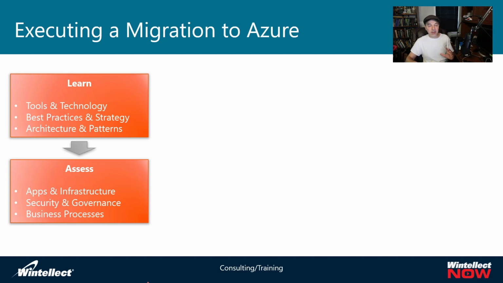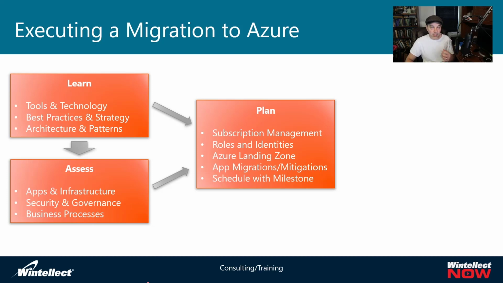The next thing we need to do is take that assessment and that learning and create a plan from it. So the plan is going to encompass much more than just the application itself. It's going to give me some basic Azure governance before I even start a migration. So we're going to plan out our subscription management. We're going to plan out our roles and identity. We're going to be planning out an Azure landing zone, which is some basic infrastructure for on-premise connectivity or internet-based connectivity. We're going to plan out our Azure App Migrations and our data migrations. We're going to be planning out all of these things as part of this migration into Azure.